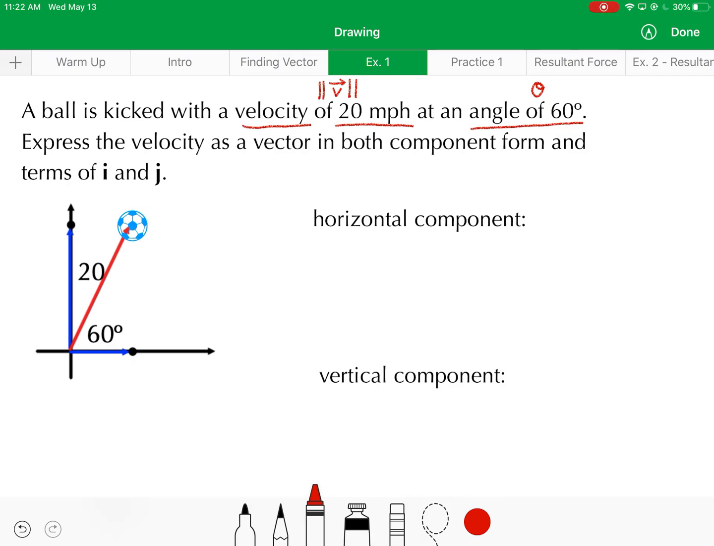So to find the horizontal component of this velocity vector, all we need to do is take our magnitude of 20 miles per hour and multiply it by cosine of 60 degrees. Now, 60 degrees is a nice angle here, right? Draw it out. So we can stay exact here. We can say this is equal to 20 times 1/2, right? Cosine of 60 is 1/2. So this gives us 10 for our horizontal component, okay?